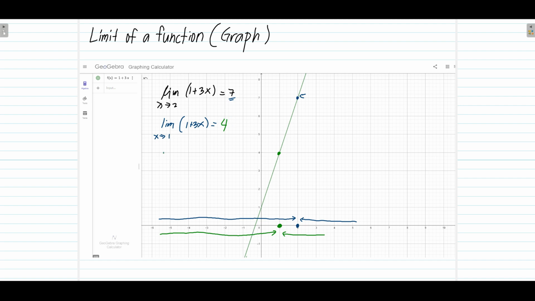Last example for this, let's say limit of 1 plus 3x as x approaches 0. So what is the limit of the function when it approaches 0? From right, so this is 0. From right, ito tayo sa 0. The value of the function is at positive 1. From left, going to 0 will also give us positive 1. So the limit of this function as x approaches 0 is positive 1.